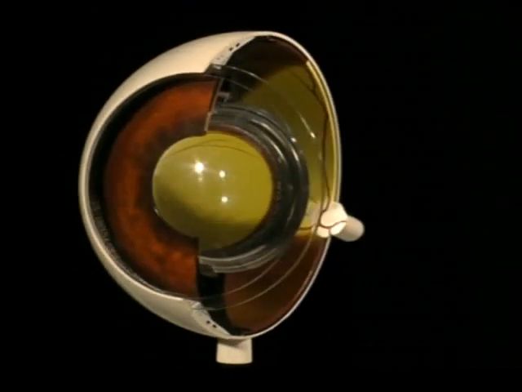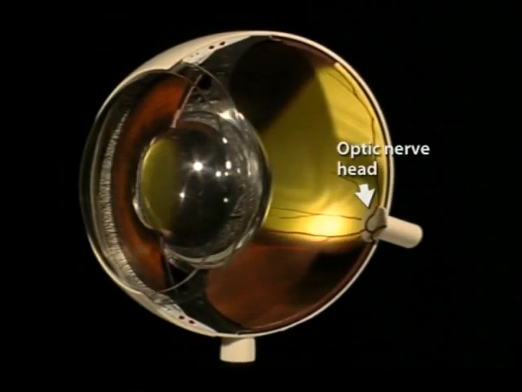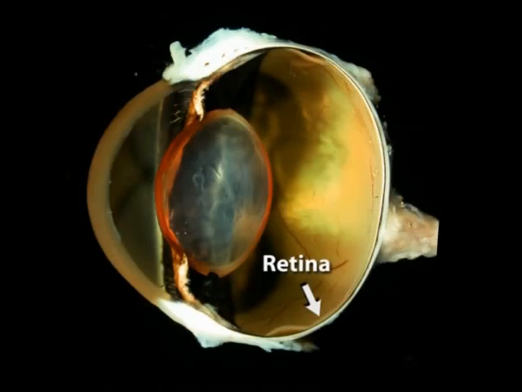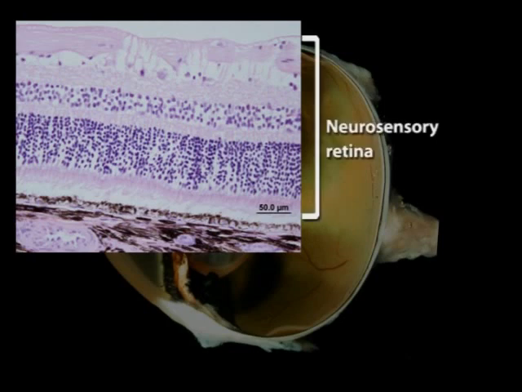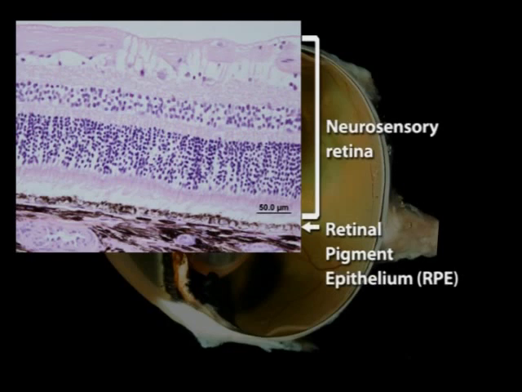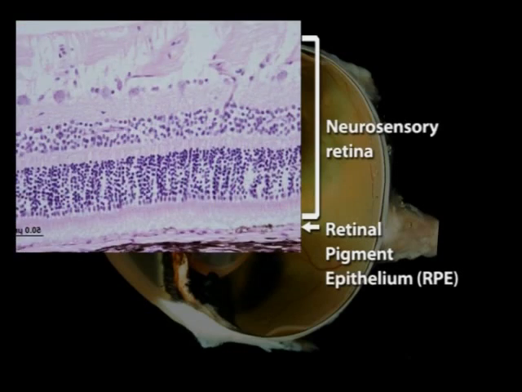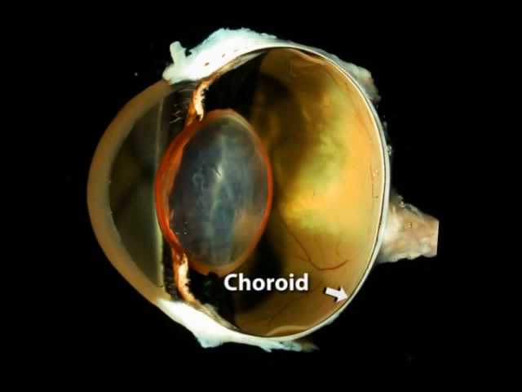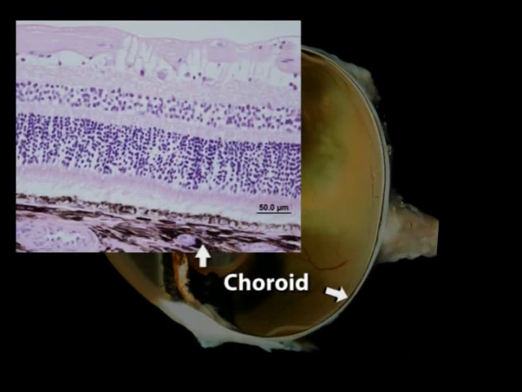The main features of the fundus, as seen through the ophthalmoscope, are the optic nerve head, the tapetal fundus, the non-tapetal fundus, and the retinal vasculature. The retina covers the tapetal and non-tapetal fundus. The retina consists of a neurosensory component, which contains the photoreceptors, and the retinal pigment epithelium, or RPE. In the tapetal fundus, the RPE is unpigmented, allowing light to reach the tapetum. Underneath the retina is the choroid. This highly vascular layer makes up the posterior component of the uveal tract.